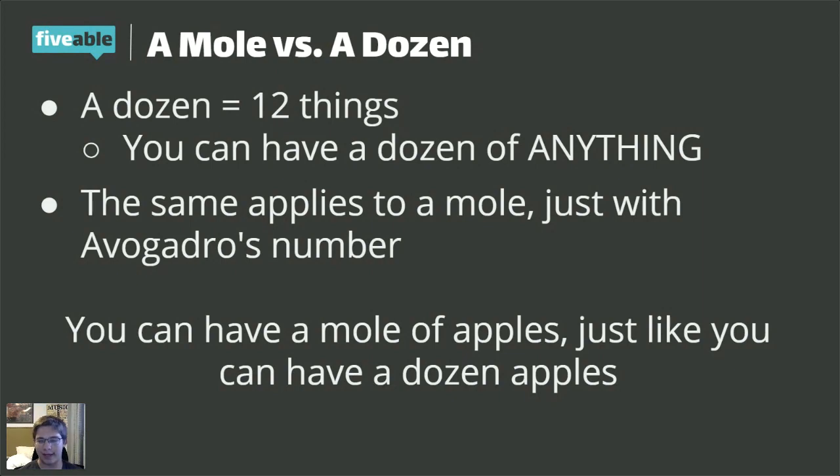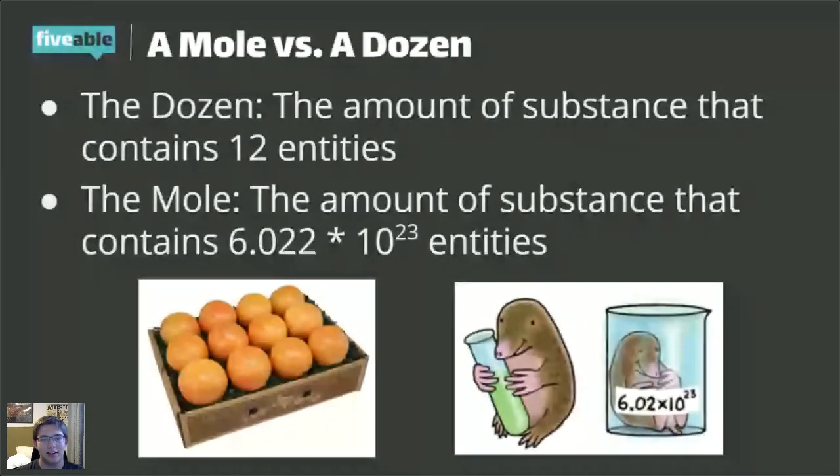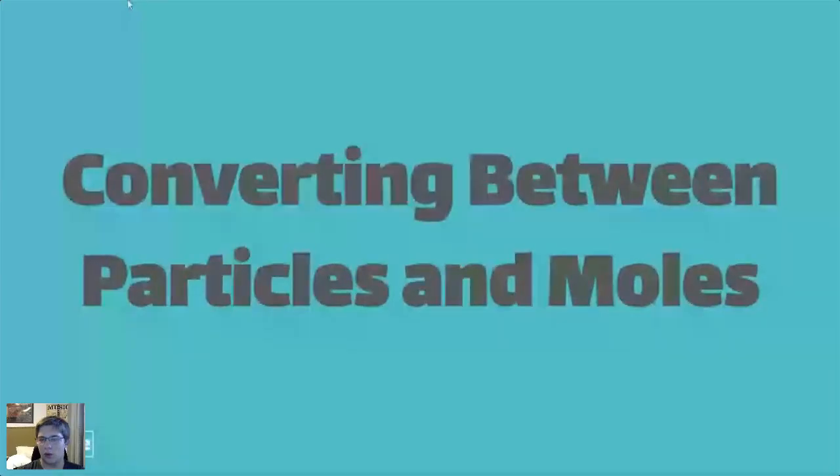And the way we get that number involves a lot of complicated calculations involving the number of particles in a certain amount of things. That's really where it comes from. But what it boils down to is what I've been repeating this whole time: the dozen is the amount of substance that contains 12 entities, whereas the mole is the amount of substance that contains Avogadro's number of entities, right?